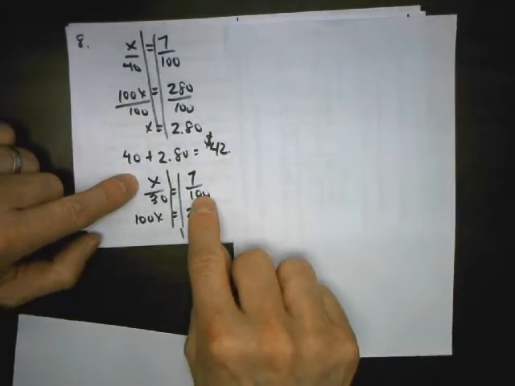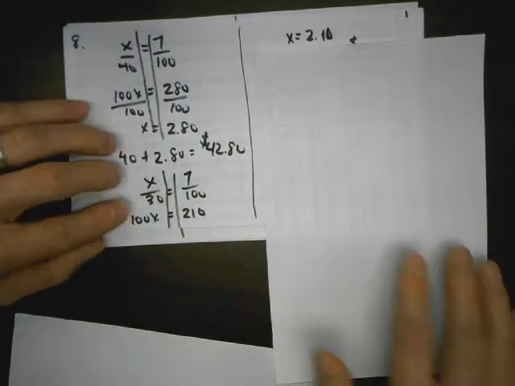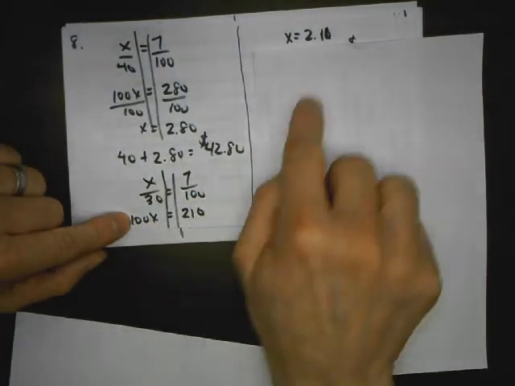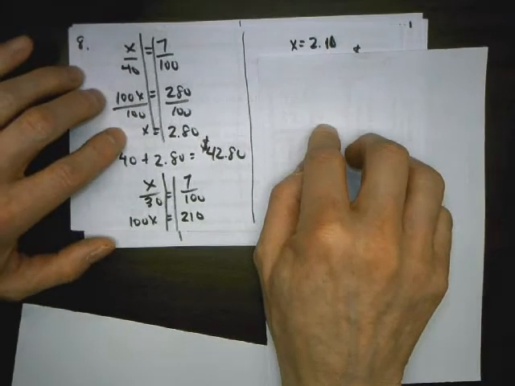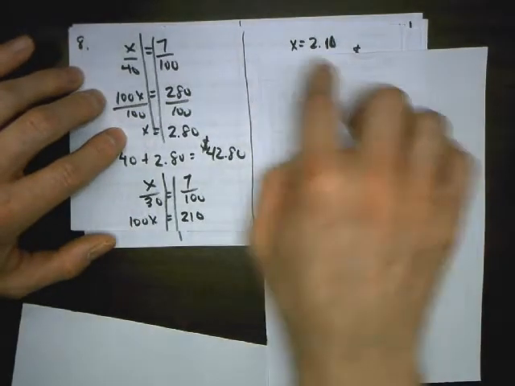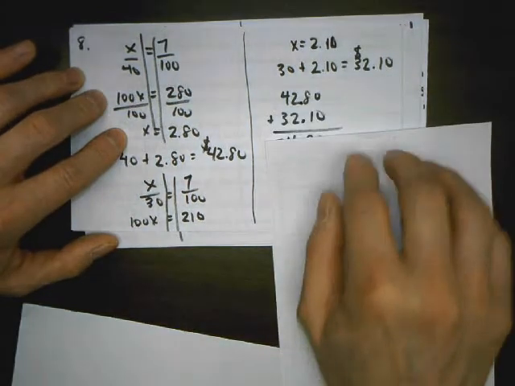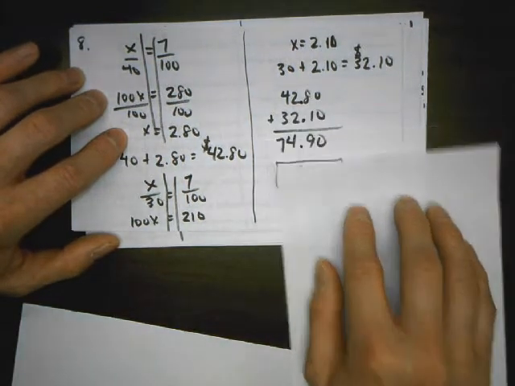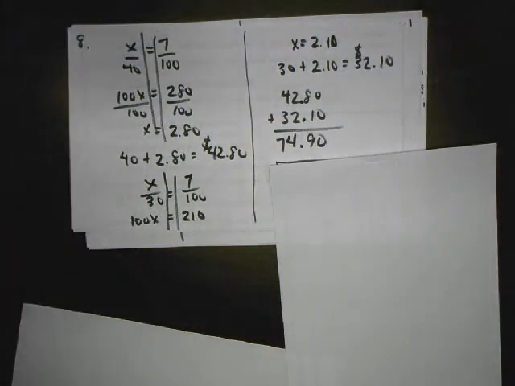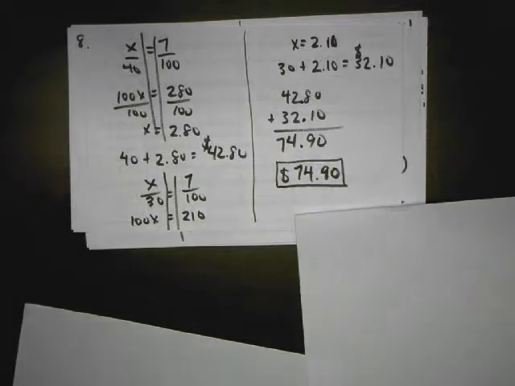We do the percent proportion again, cross multiply and divide. Remember, dividing by 100, move the decimal 2 times. So his taxes added $2.10 onto his $30, so I add those two. And if I want to see how much they spend together, that means add them. Remember, line up your decimals when you're adding. You should not be using calculators yet, not on this one. And so I line my decimals and I add, and I see together they're spending $74.90 for those things, plus taxes.